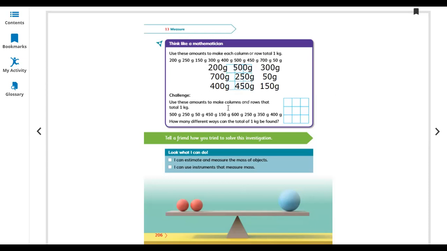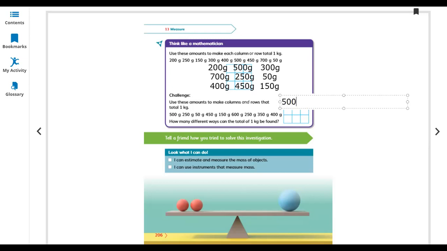Use these amounts to make a column and row that total 1 kg. Column and row. Here you can see it's just row 1000, but column it's not 1000. 4 plus 2, 900, 9 plus 4, it's 1300. Like this, 5 plus 4, 9, 10, 11, 12, this 1200. So row 1000, but column not 1000. But here you need to make a column and row at the same time. It's coming 1000. So let's do it.